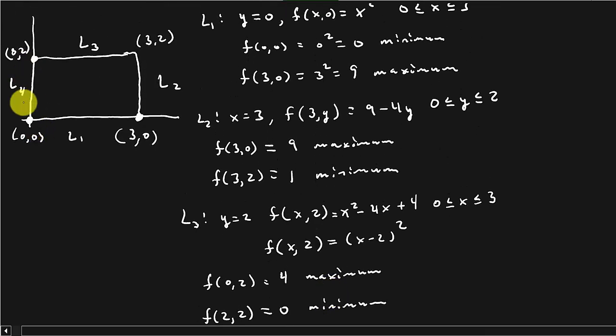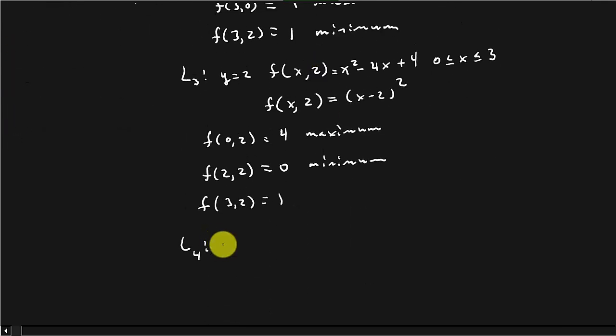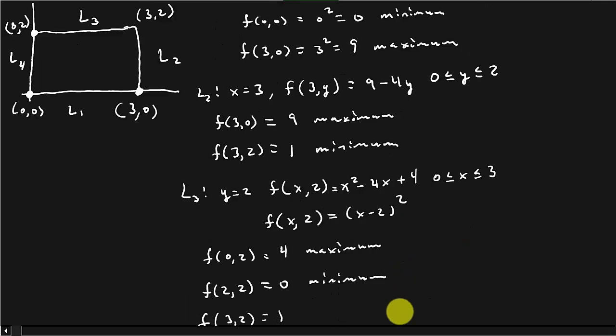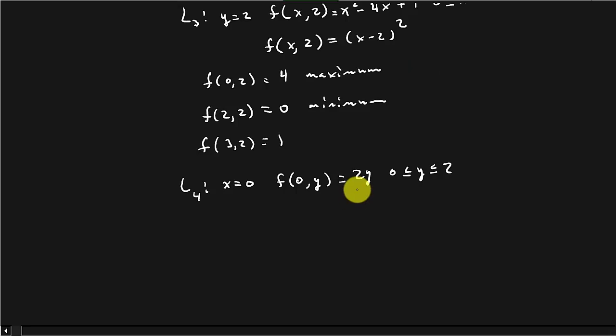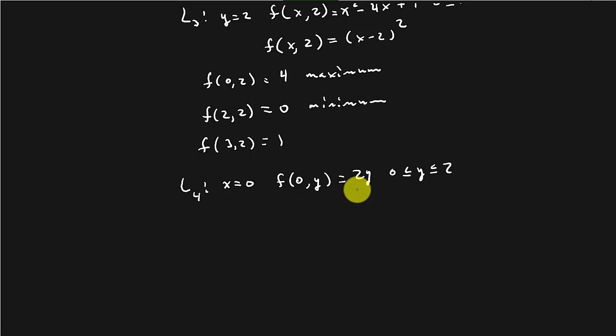So at L4, you can see the x coordinates are 0. So when x equals 0, we get f of 0, y is equal to 2y, and that's when y is between 0 and 2. Right, because I take the 0 and I plug it into here. So that would be 0, 0. I'm left with just 2y. And we can see that this is an increasing function. It's a line with a positive slope.